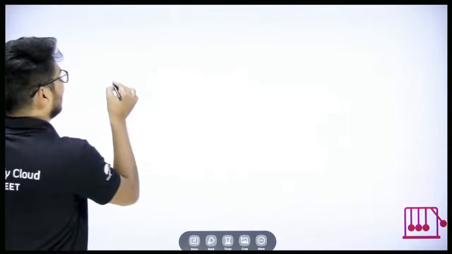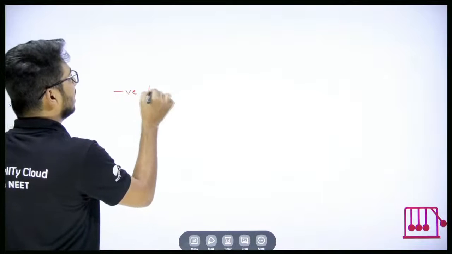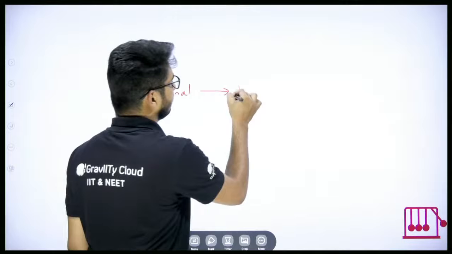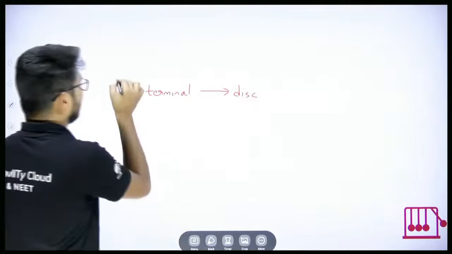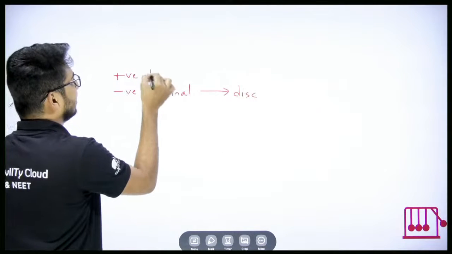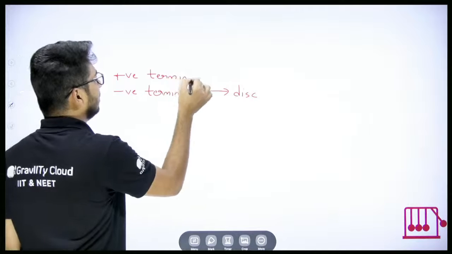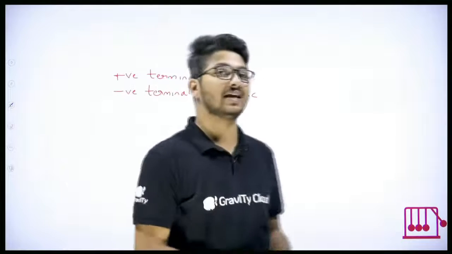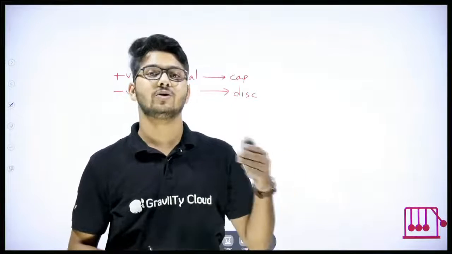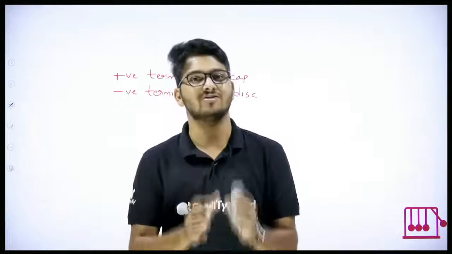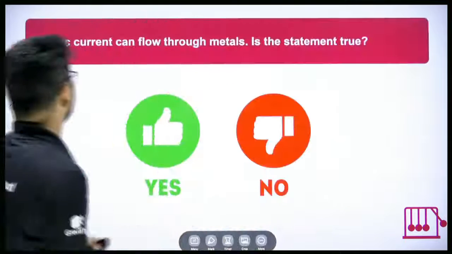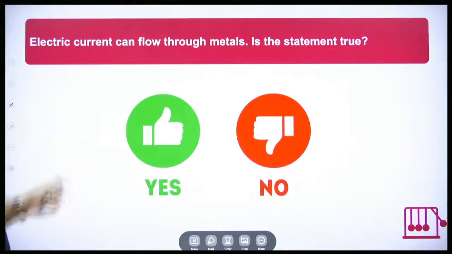And obviously at the negative terminal, what do we have? At the negative terminal, we have a disk. And at the positive terminal, we just learned, I'll again write it down, we have a cap. So using a cap and a disk, we can identify the positive and negative terminals of a cell. Okay, good. Let's continue. Next question.